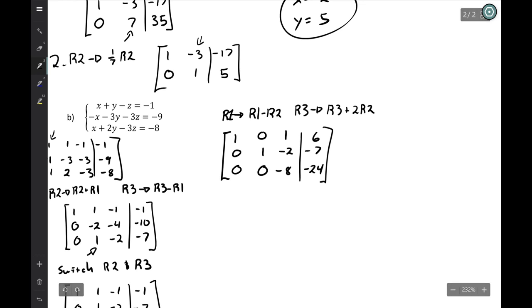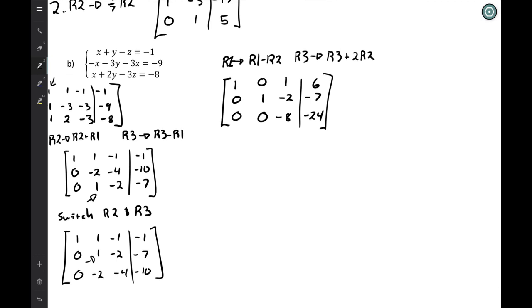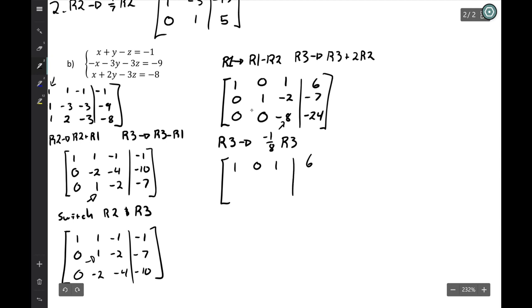All right, this is getting exciting. We're getting closer to our reduced row echelon form, which is really what we're looking for. And to do this next step, we're going to let R3 become negative 1/8 of R3, because that'll get my negative 8 here to a 1. That's what I want to look for every single time. So this is going to become 1, 0, 1, 6. Okay, so I got 0, 1, negative 2, negative 7, and this becomes 0, 0, 1, 3.